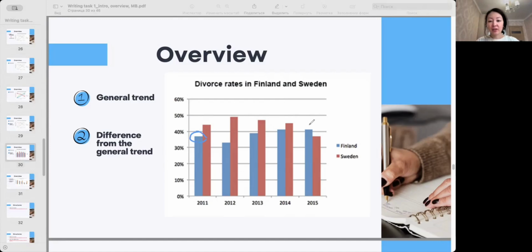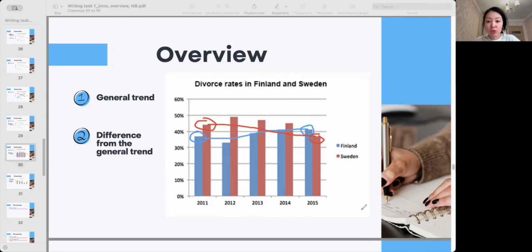As for Finland, there was an increase. It was very slight. And as for Sweden, there was a decrease. And again, it was quite slight. So this is what you can write. There was a slight increase. There was a minor upward trend or downward trend like this. Okay, this is a general trend.